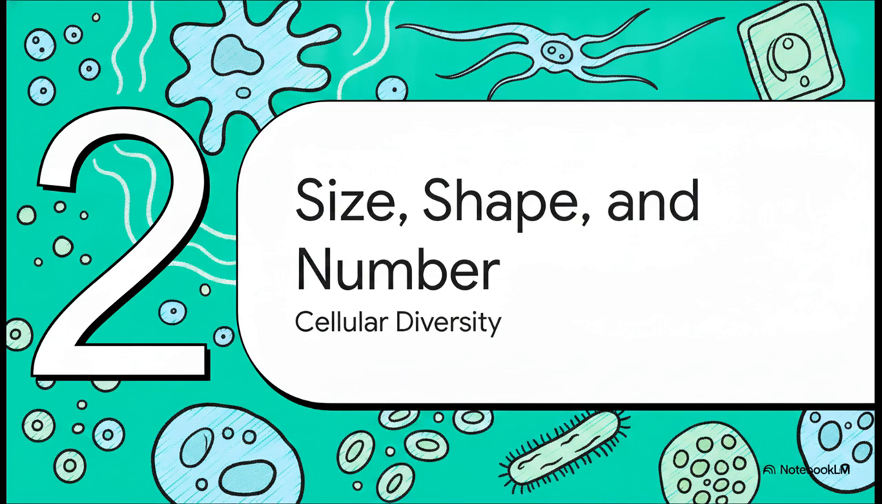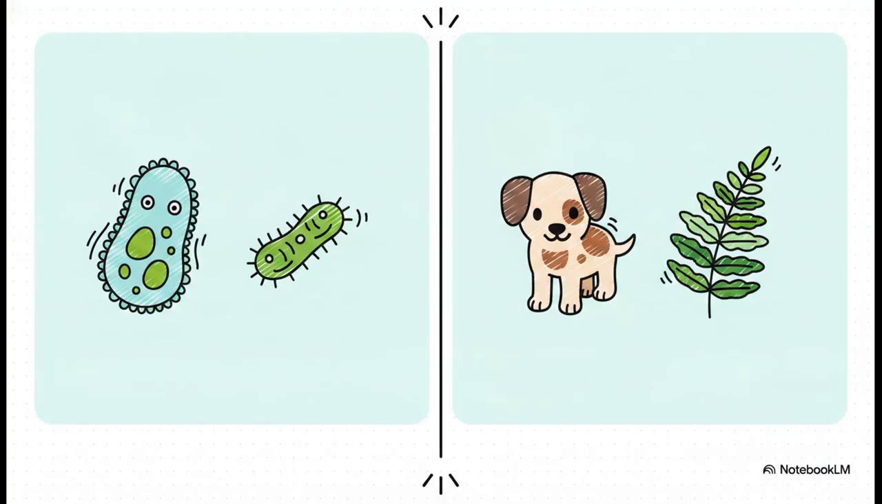Moving on to section 2. Size, shape, and number. Let's see just how bizarrely diverse these fundamental units can be. First up, it's a numbers game. You've got your unicellular organisms, think amoeba, yeast, and bacteria. They're totally microscopic, usually have a pretty short lifespan, and perform literally every life function inside one single cell.